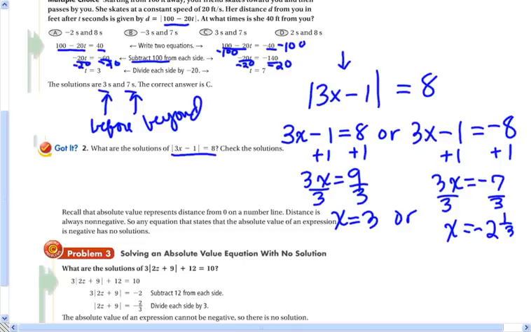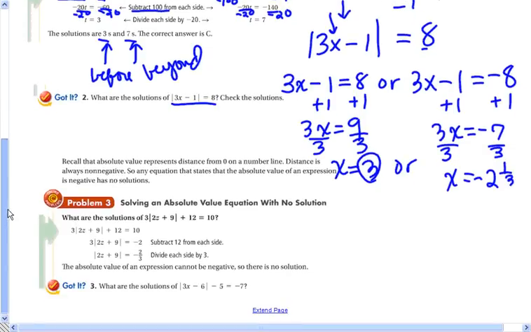So if x is 3, if I put 3 in there, 3 times 3 is 9, minus 1 is 8, and the absolute value of 8 is equal to 8. If I put negative 2 1/3 in there, or negative 7/3 in there, 3 times negative 7/3 is equal to negative 7, minus 1, which is negative 8. And when I do the absolute value of negative 8, I get positive 8. So that one works. All right. Here's another example for you to check out.